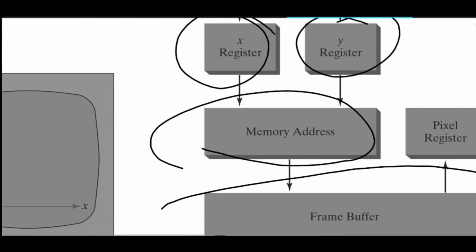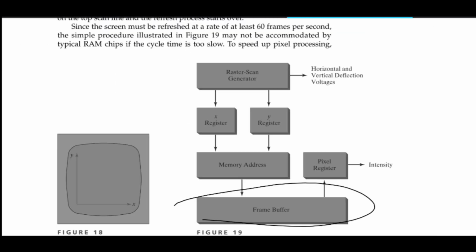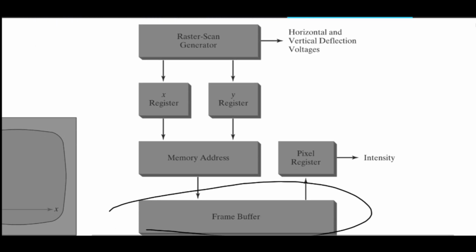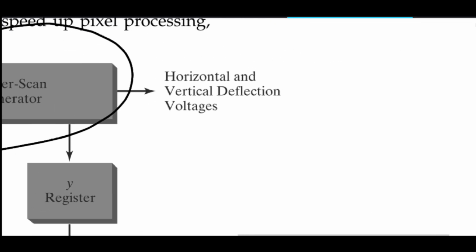Then let's move to the last image. There is a raster scan generator. What is the raster scan generator? A raster scan generator is a component which helps in the timing signal. What is the timing signal?